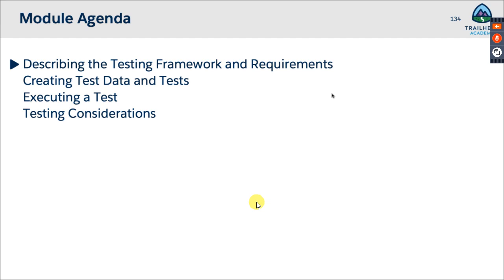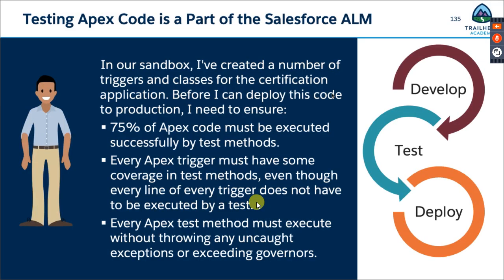So then you have basically two pieces of Apex code. One that you write because your boss tells you, and one that you write because Salesforce forces you to write that code. From the code that your boss tells you, 75% of all the lines of your code must be successfully executed by your test methods, which is the code that Salesforce forces you to write.